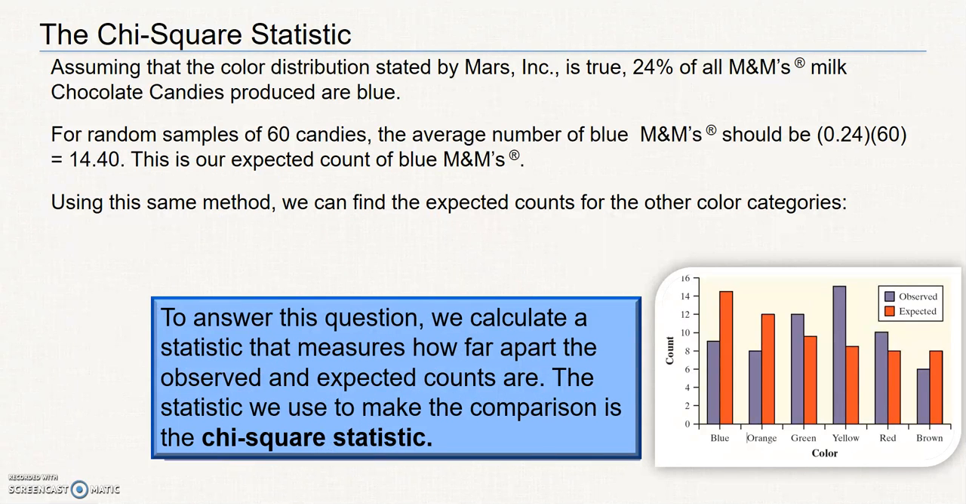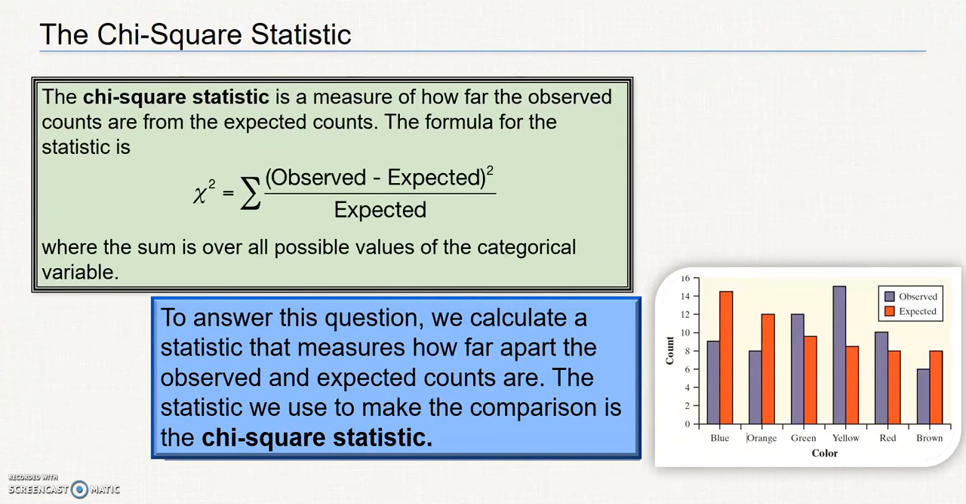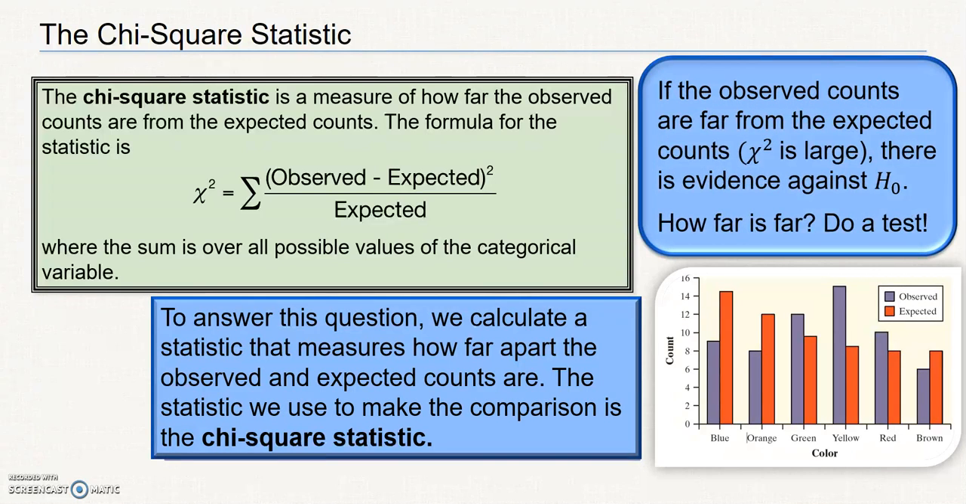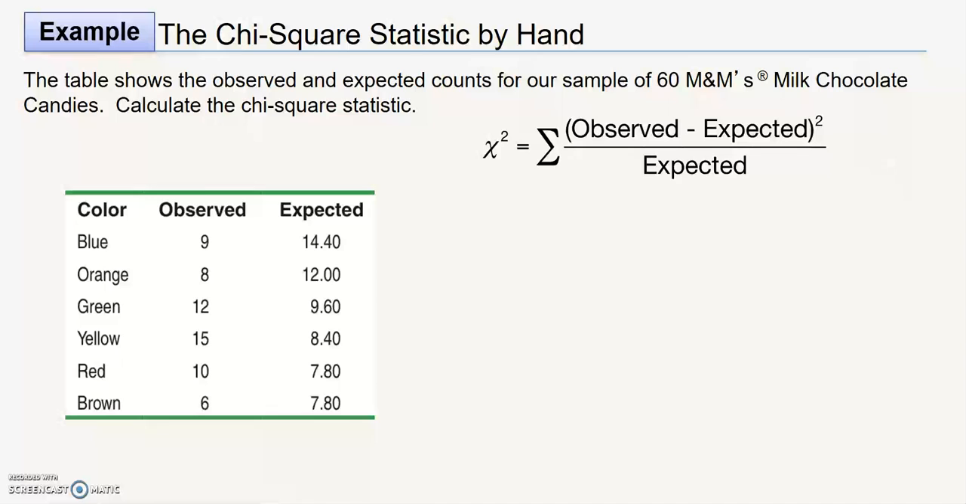To answer this question, we calculate a statistic that measures how far apart the observed and expected counts are. The statistic we use to make this comparison is the Chi Squared statistic. So we have done the Z and the T, and now we are doing Chi Square. This is on your note packet, so just take a minute to look at that. If the observed counts are far from the expected counts, so your chi-square is large, there is evidence against H naught. Well, how far is far? Well, we have to do a significance test.